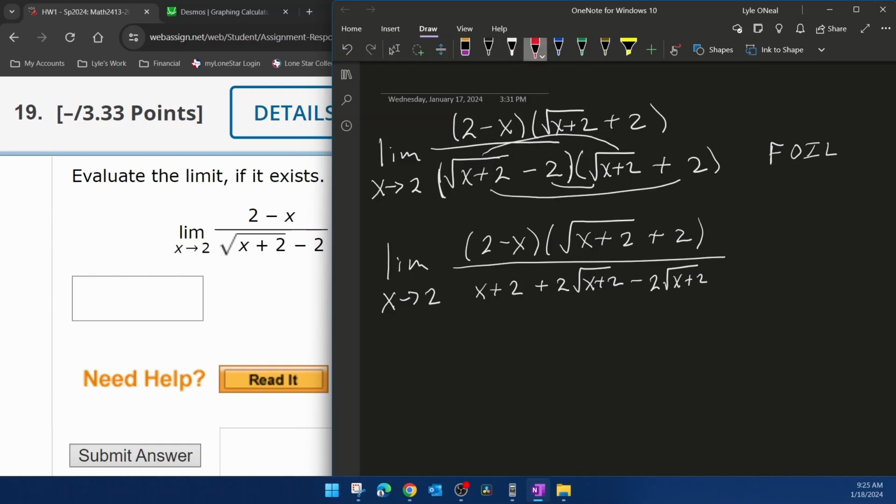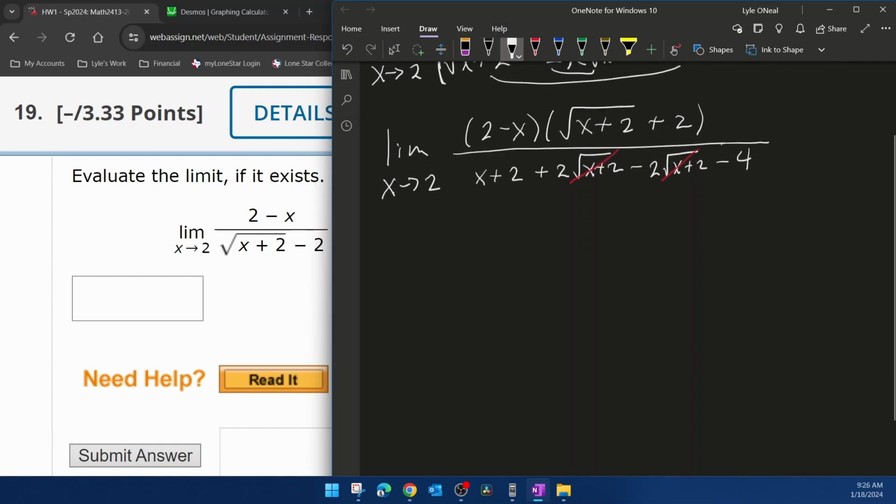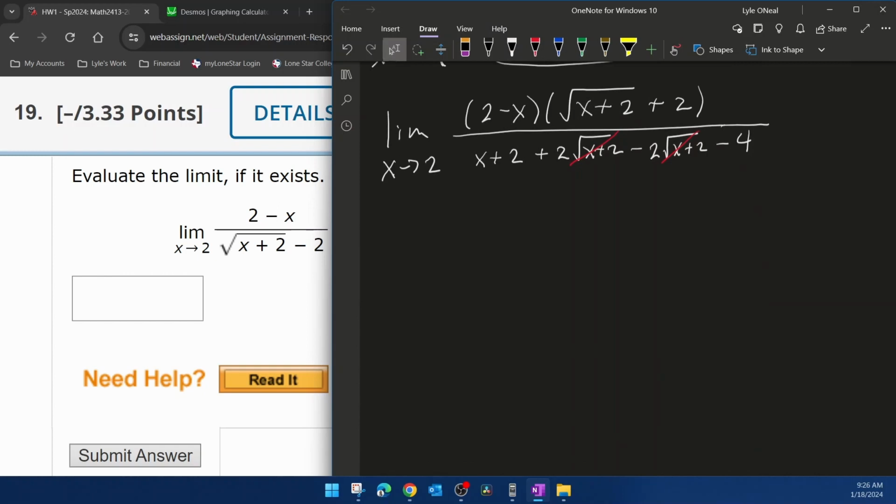Notice that those two terms will eliminate. And last but not least, negative 2 times 2, negative 4. Notice what that does. That's going to eliminate the radical from the denominator. So recopying. Notice that it's good math etiquette to recopy the limit notation until you can actually evaluate the expression.